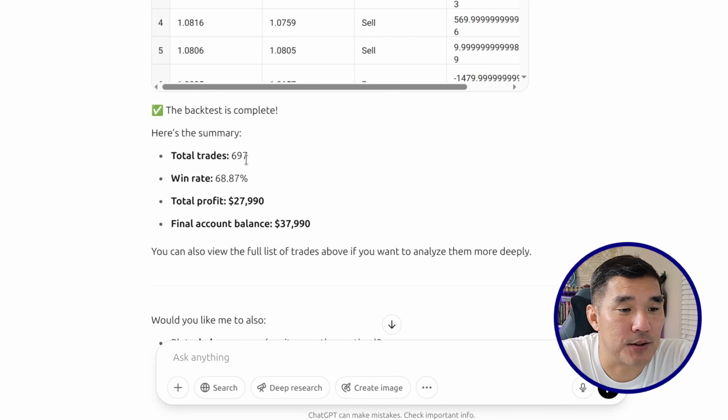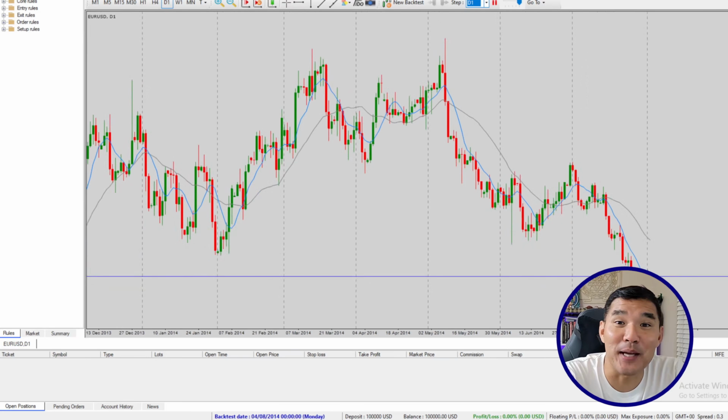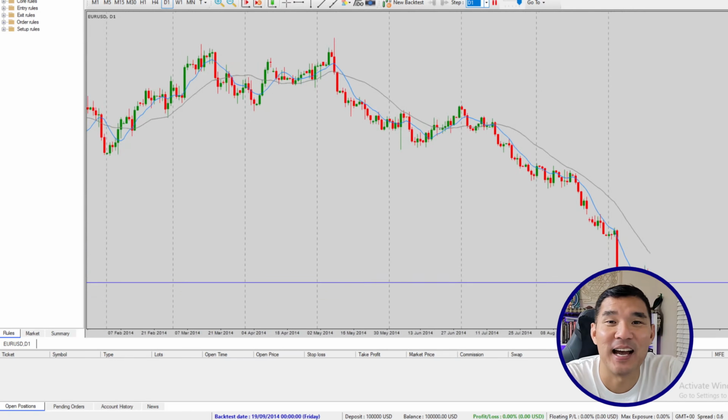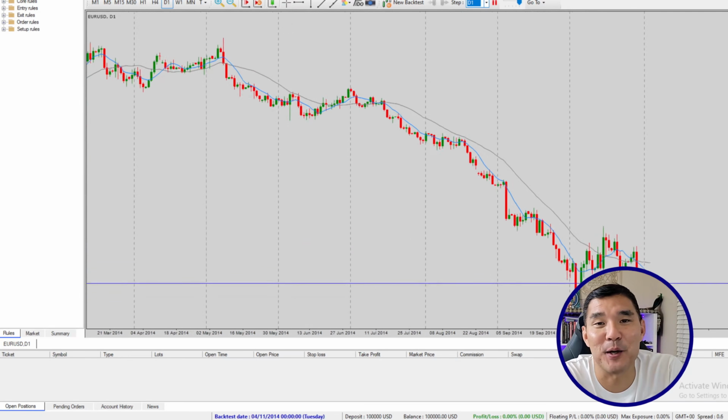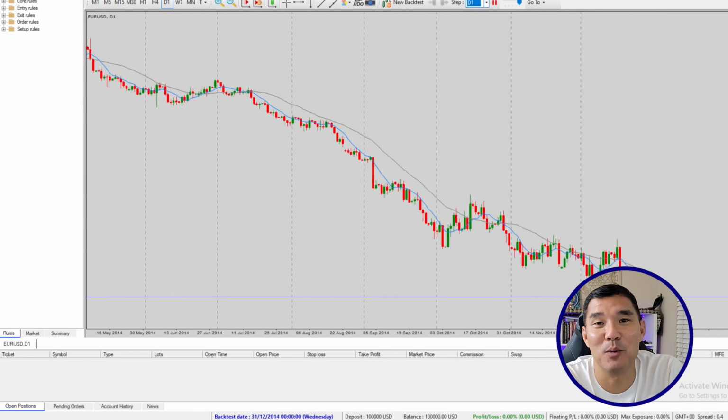Total trades 697, and there was a win rate of 68.87%, and the total profit was $27,990. Instead of manually backtesting a trading strategy like this, I backtested 21 plus years of market data in about 6 seconds with the help of AI.